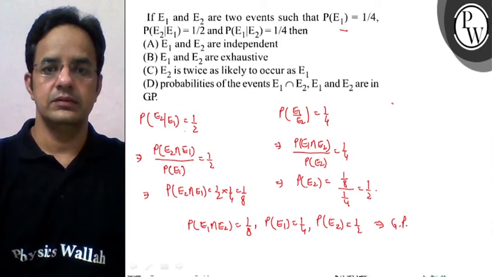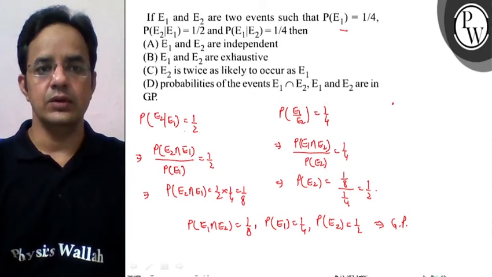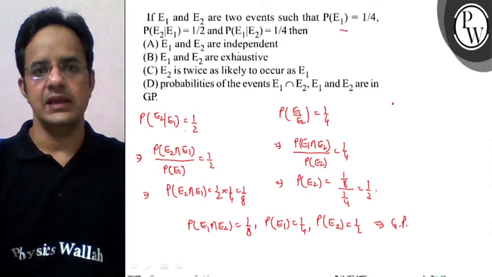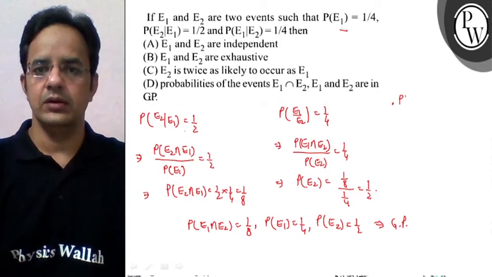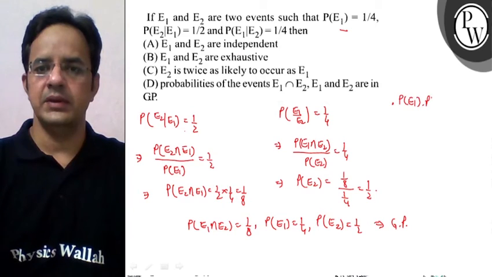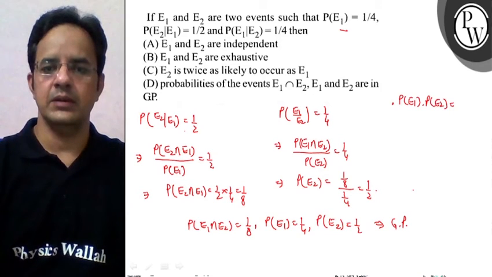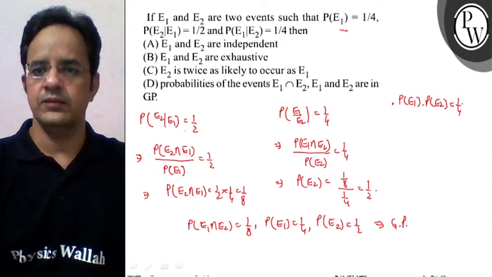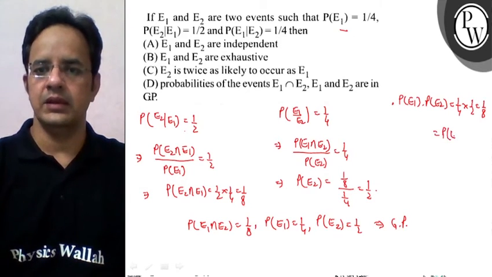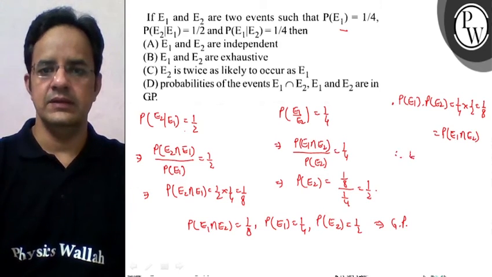Now we have to check whether E1 and E2 are independent events or not. For that, the probability of E1 multiplied with the probability of E2 is equal to 1 upon 4 into 1 upon 2, which is equal to 1 upon 8, and it is equal to the probability of E1 intersection E2. So therefore E1 and E2 are independent events.